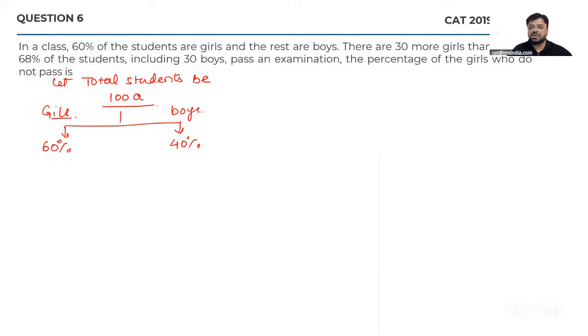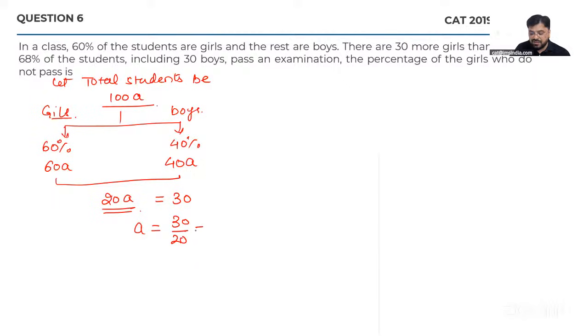There are 30 more girls than boys. 60A are girls, 40A are boys. The difference is 20A. There are 20A more girls than boys. And as per the question, there are 30 more girls than boys, so this should be equal to 30. Now, please understand, in this case, the value of A will be 30 by 20 or 3 by 2.